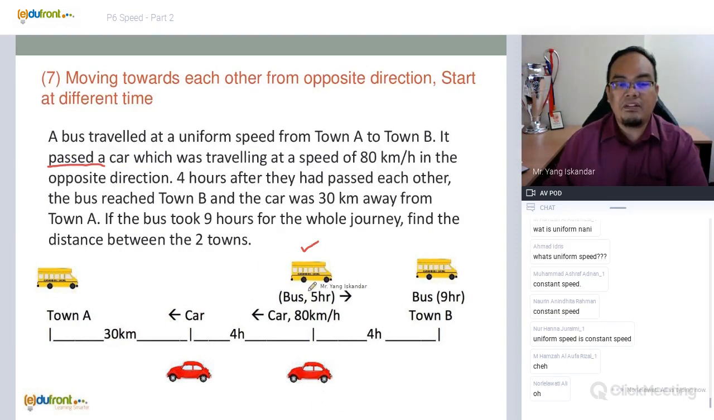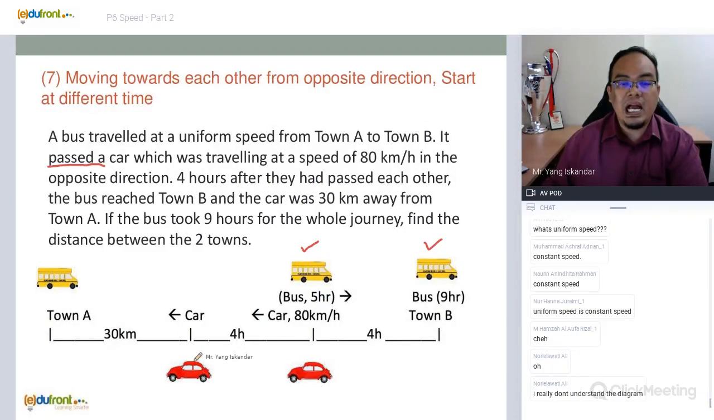4 hours after they have passed, that means the bus here plus 4 hours, the bus reached town B. And 4 hours after the car has passed the bus, the car will be 30 kilometers away from town A. So if the bus took 9 hours for the entire journey from town A to town B, find the distance between A and B.